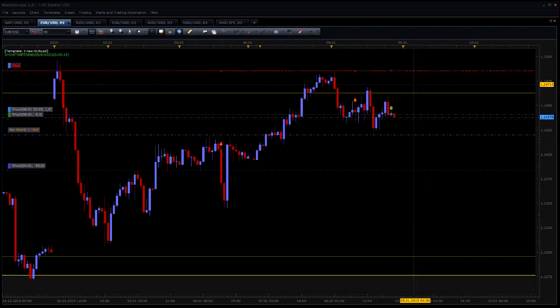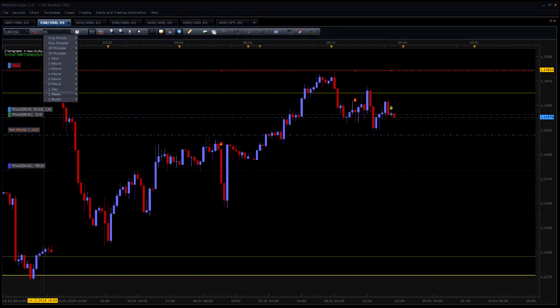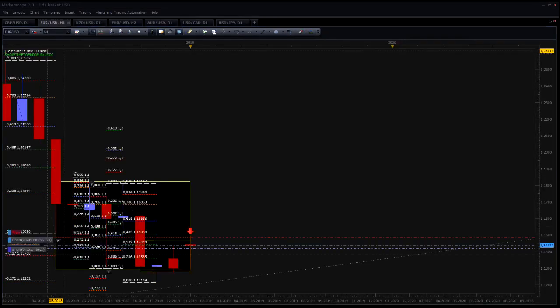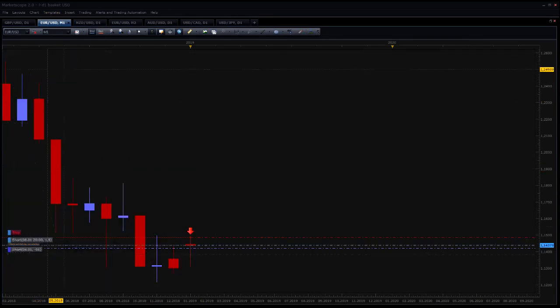I hope this made sense. As far as euro-dollar is concerned, a lot more of my artistic charts coming up. I switch to monthly, I save my piece of work, and we go to the next one, pound dollar.